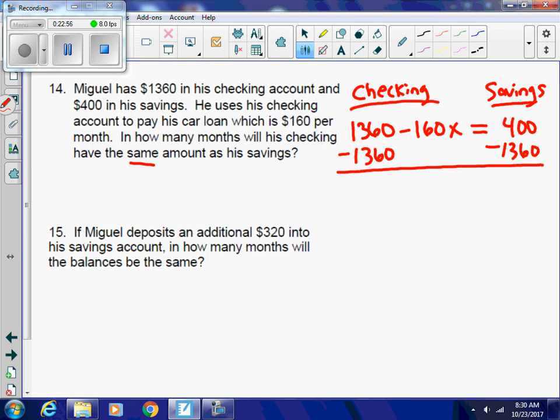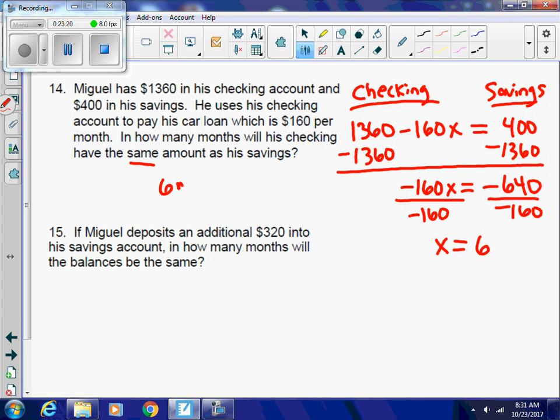So I get -160x equals -640. My negatives are going to end up canceling here. That's good. So when we divide by -160, we get x to equal 6. So the answer for this one is 6 months.